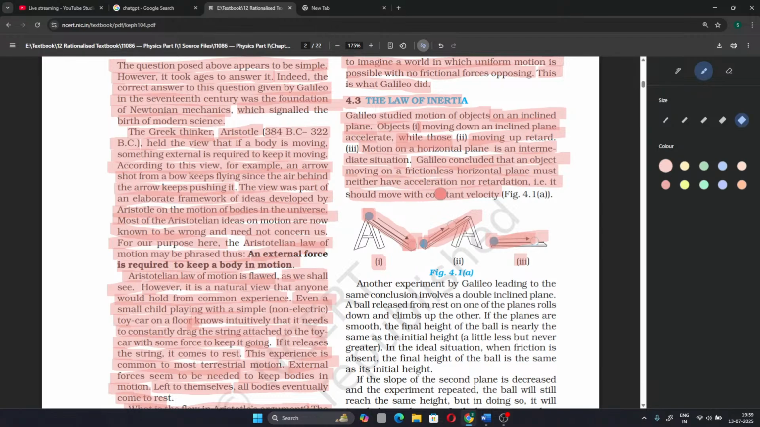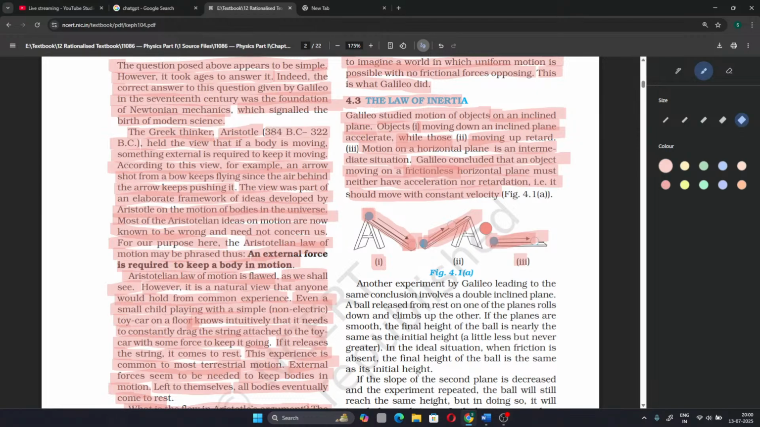Galileo concluded that an object moving on a frictionless horizontal plane must neither have acceleration nor retardation. Okay. He considered frictionless here. Frictionless means whatever he said is correct. In a frictionless horizontal plane, when there is no friction acting on it, there should be no acceleration and no deceleration or retardation. The body should move in uniform, constant velocity. That is what he concluded. It is indeed correct, but only for a frictionless surface.